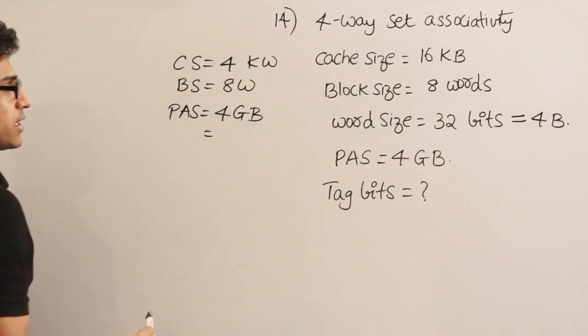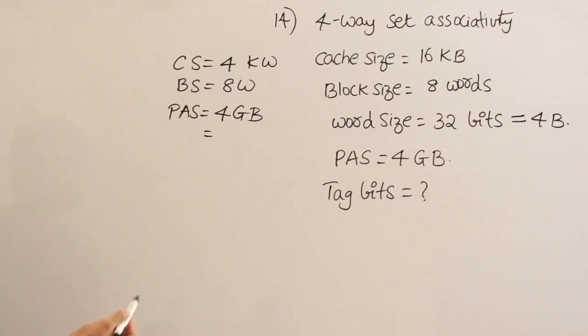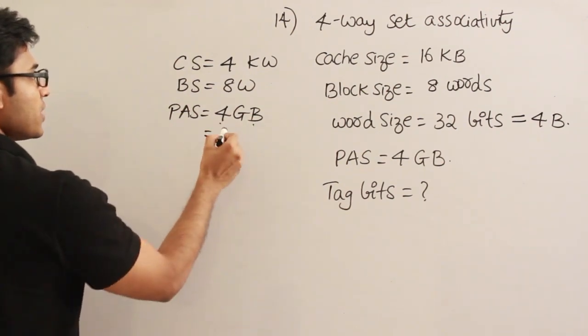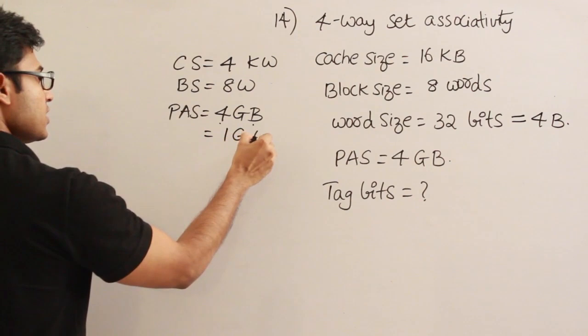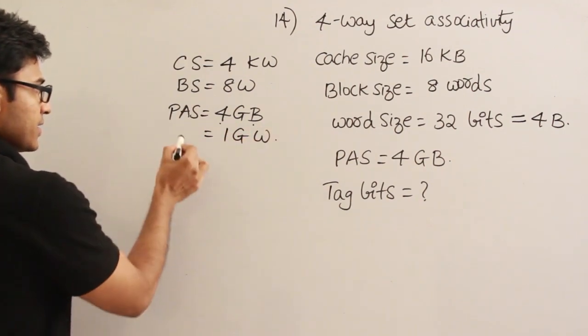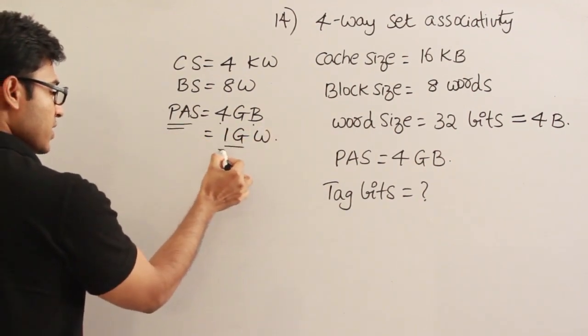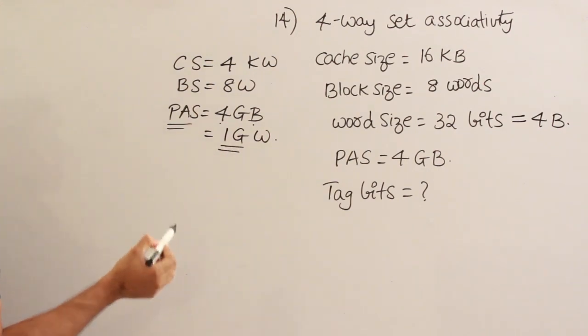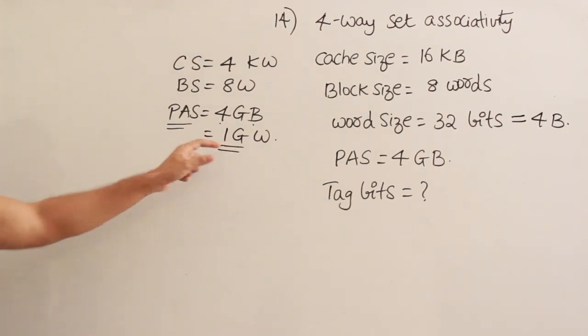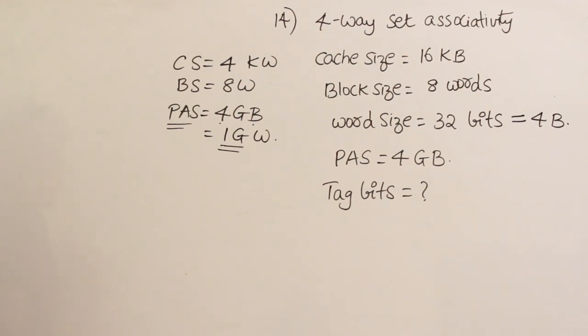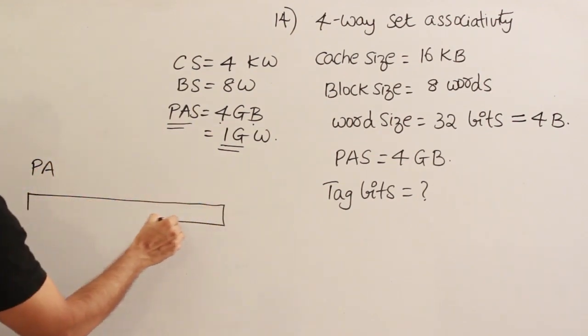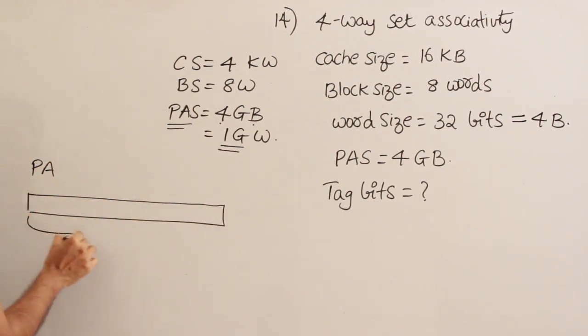Now since every word is 4 bytes, I can combine 4 bytes into one word. Therefore it is 1 G words. Got it? Since the physical address space is 1 G words, the number of addressable units in the physical address space is 1 G. The number of bits required to address each one of them uniquely is 30 bits. Therefore the physical address is 30 bits.